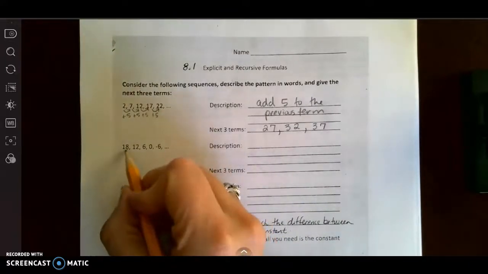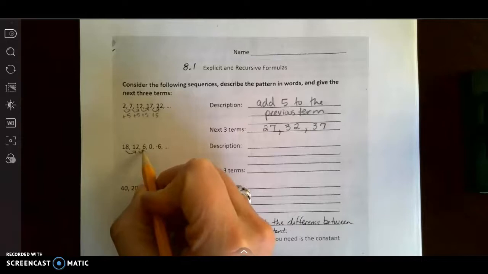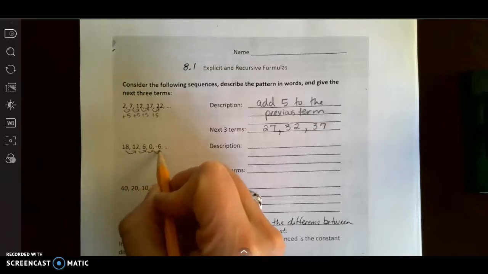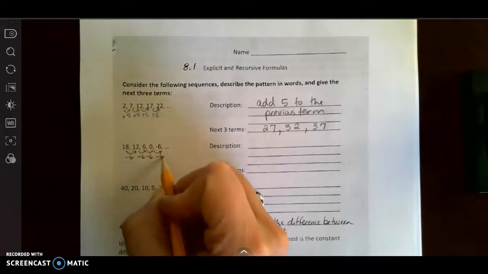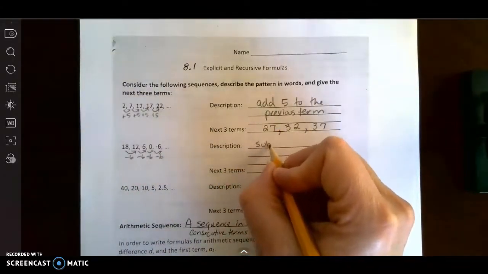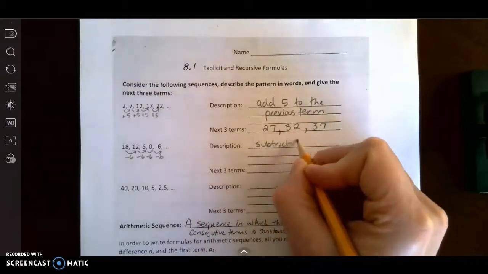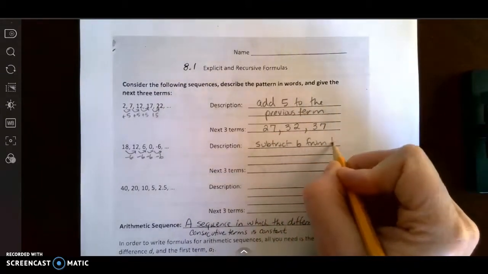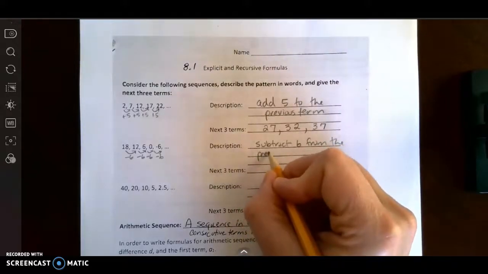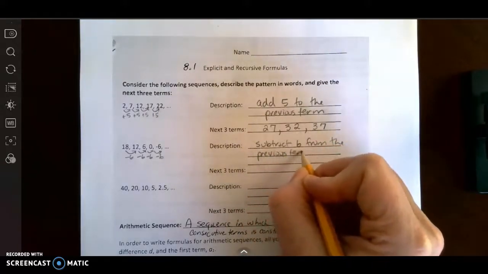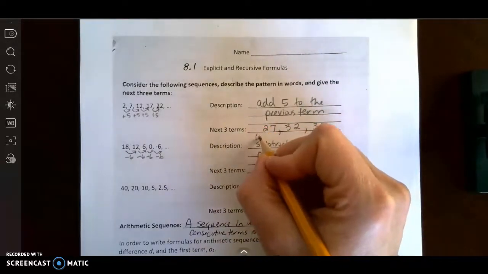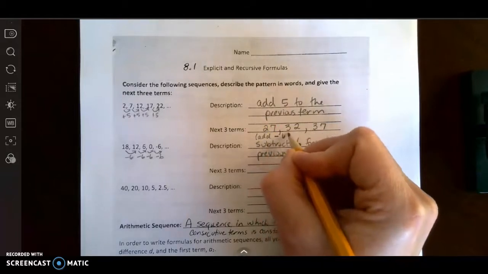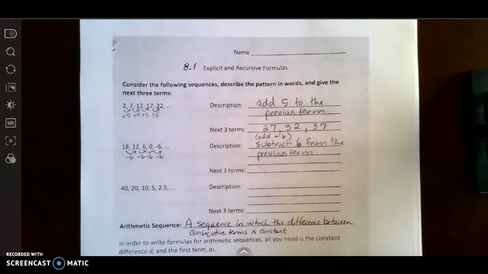This one is decreasing. The numbers are getting smaller. Subtracted 6, minus 6, minus 6, minus 6. So subtract 6 from the previous term. Sometimes instead of saying subtract 6, we might say add negative 6. That is the same thing as subtracting 6.